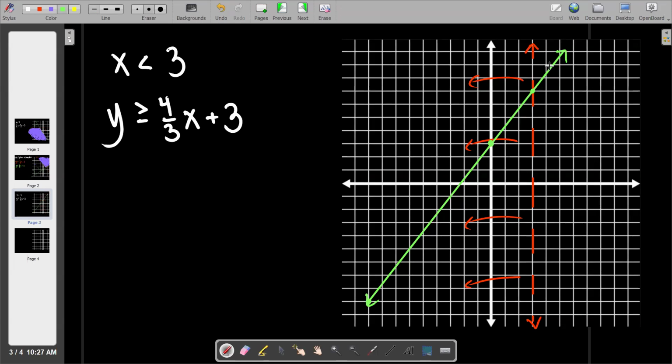All right. Where would the shading go off of this? Off the green line, where would the shading go? Above. Thank you. That's what I'm looking for. Remember, we do not say left or right. That would only come up if we were talking about a vertical line.